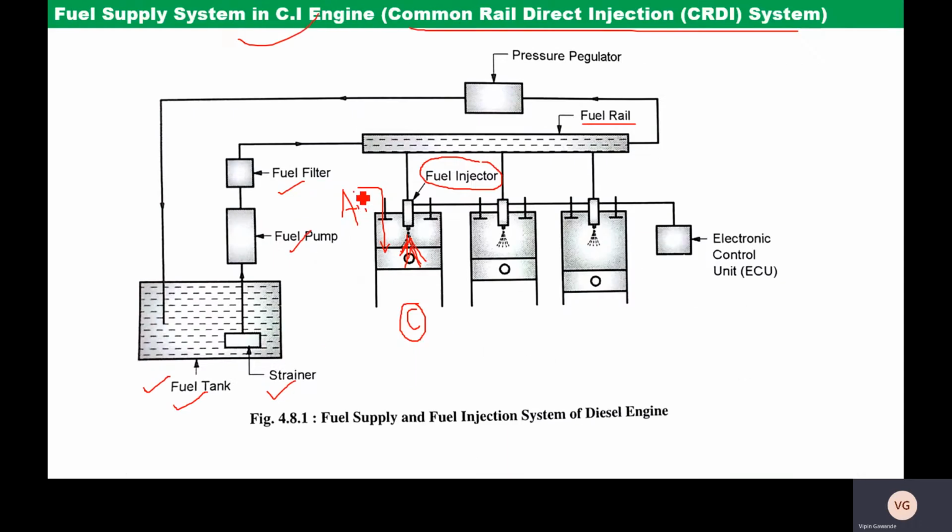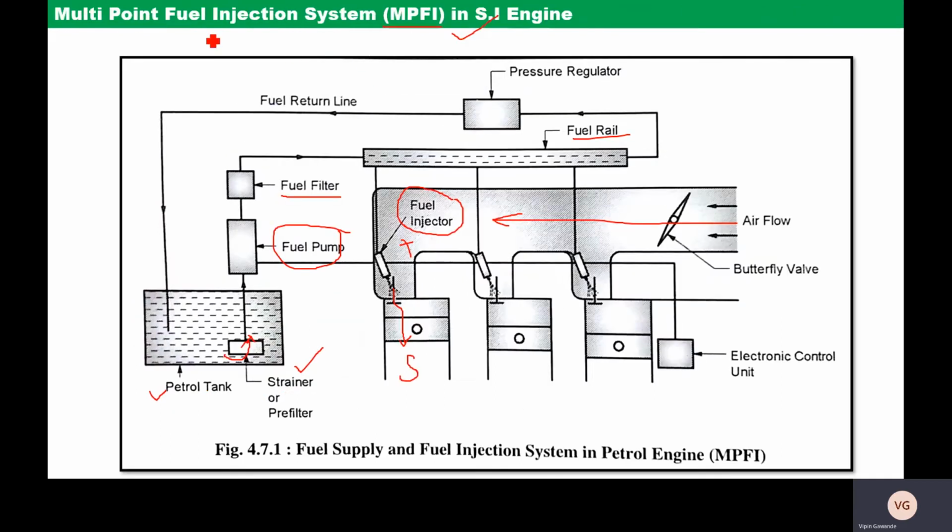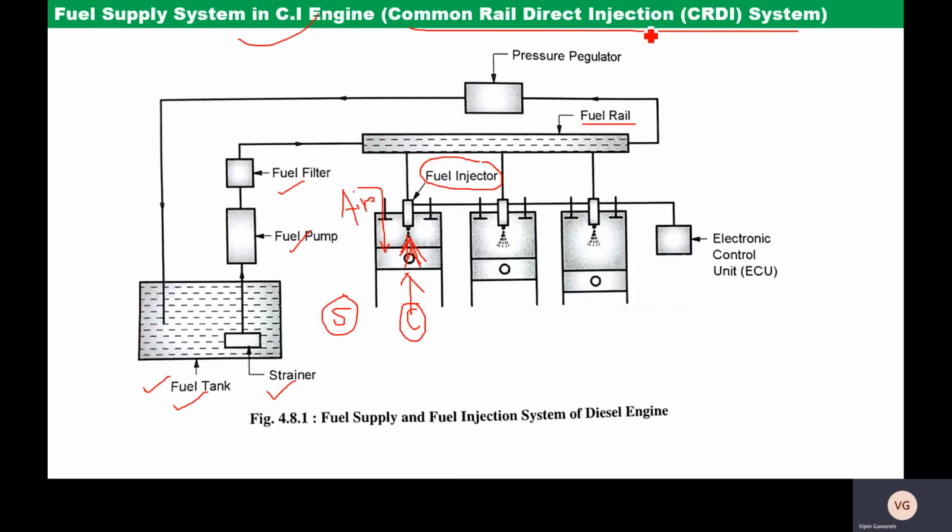While in the CI engine, only air enters during the suction stroke, and during the compression stroke the fuel injector supplies the diesel to the compressed air, and there is a combustion. So this is the only difference between the two systems. You have to remember the names of the injection systems. In the SI engine or petrol engine, it is called the multi-point fuel injection system, while in the CI engine, it is called the common rail direct injection system, or CRDI system.